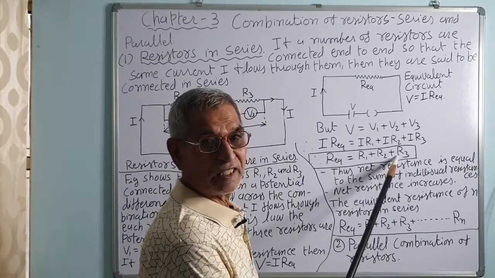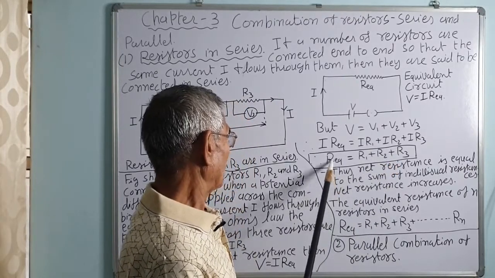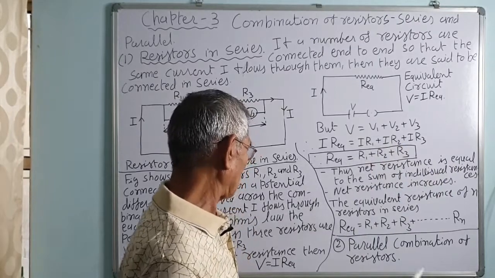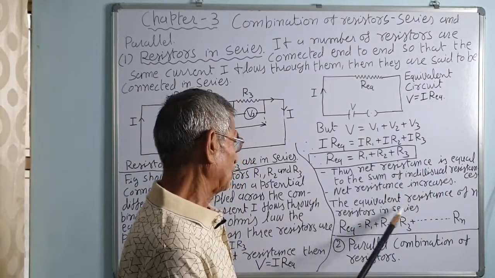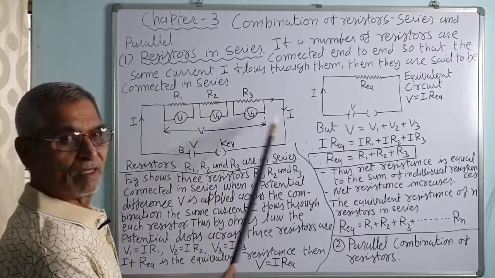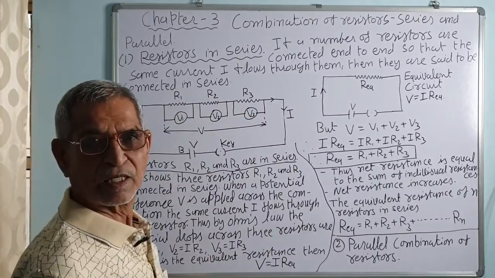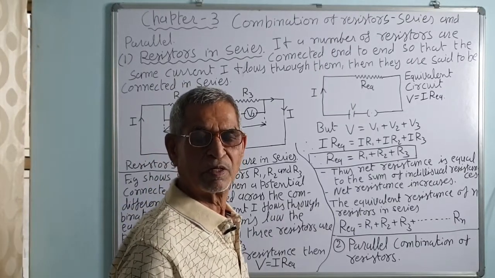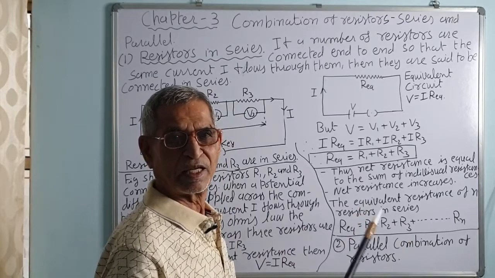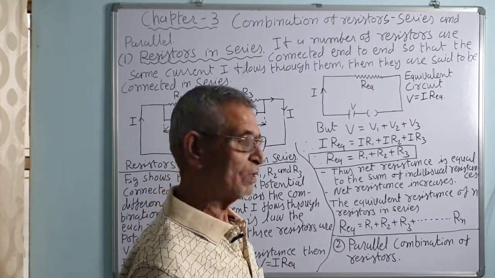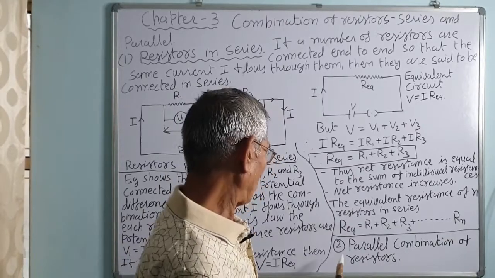Thus, resistance increases in series, or we can say the net resistance is equal to the sum of the individual resistances. If there are n resistors instead of 3, n resistors connected in series, then the equivalent resistance R equivalent is equal to the sum of all n resistors, that is R equivalent equals R1 plus R2 plus R3 plus so on up to Rn.